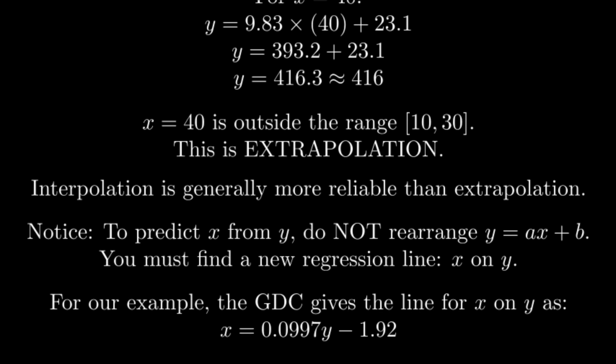For our data, the correct line to predict x from y is x equals 0.0997y minus 1.92. Always use the correct regression line for your prediction. To summarize, we've seen how to use our regression line to make predictions, and we've learned the critical difference between the more reliable interpolation and the less reliable extrapolation.